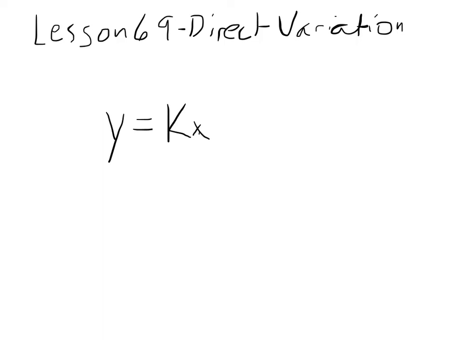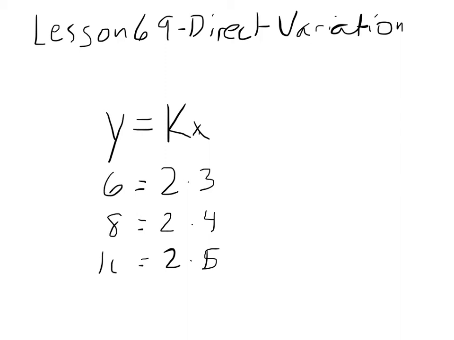So if k is 2, then if I did 2 times 3, or 2 times 4, or 2 times 5, then y will be 6, 8, and 10. So if we were to graph that, it would be a nice line going up by the same amount. So that's a direct variation.